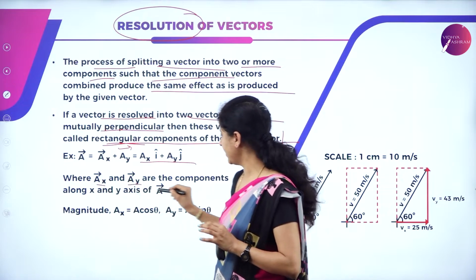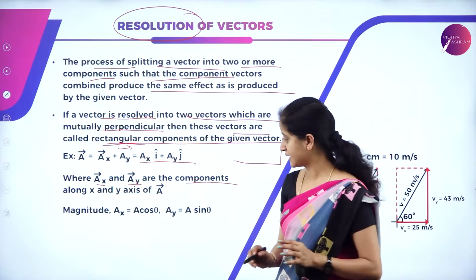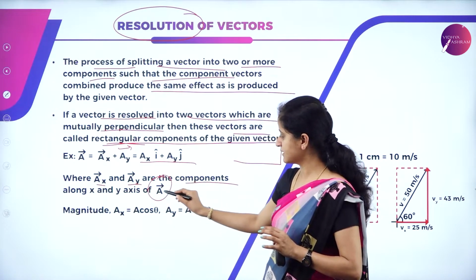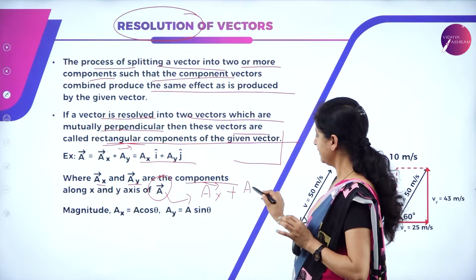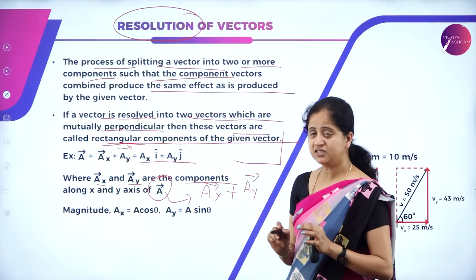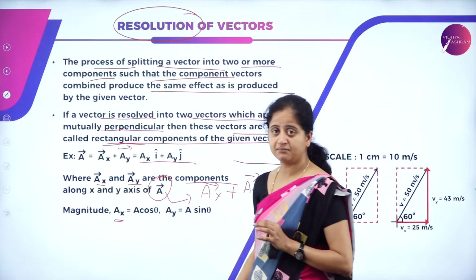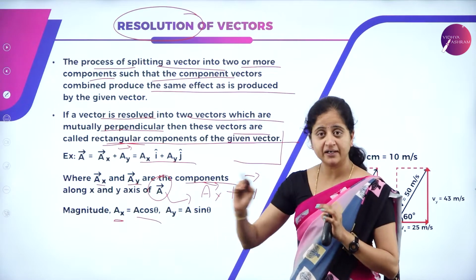So ax and ay are the components along the x and y axis of vector A, because this is the vector which is getting split up along the x axis and y axis. So the magnitude of ax is nothing but A cos theta along the x-axis.